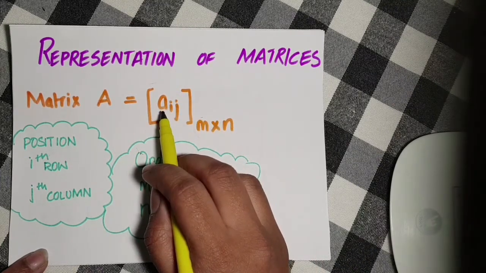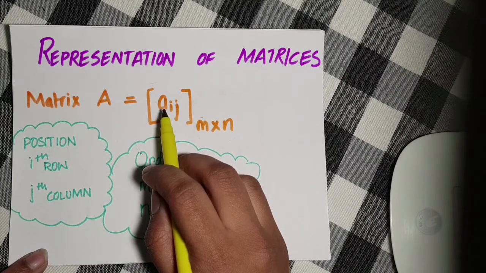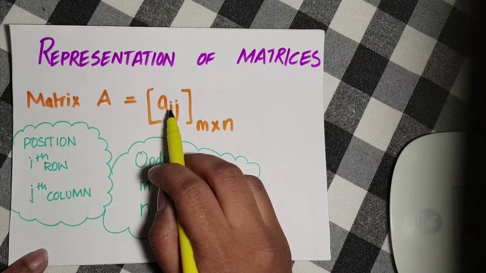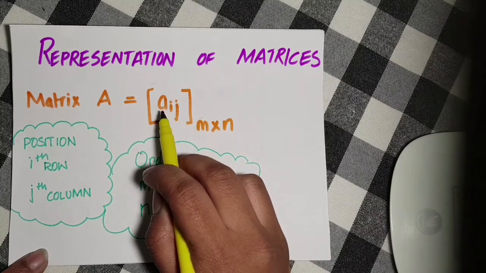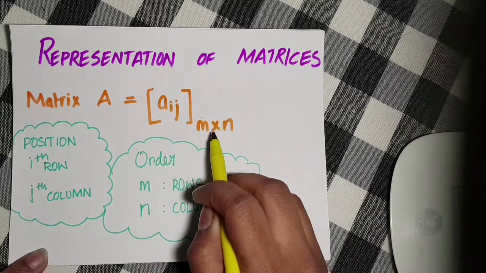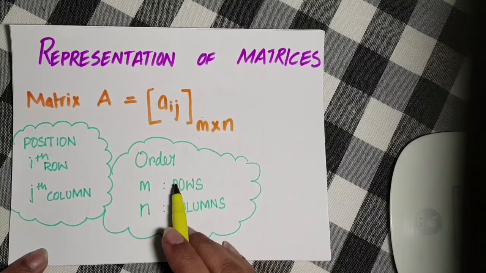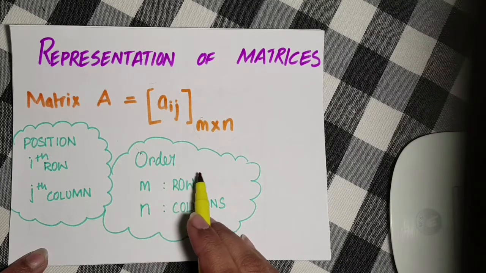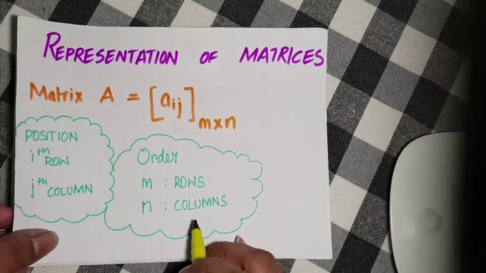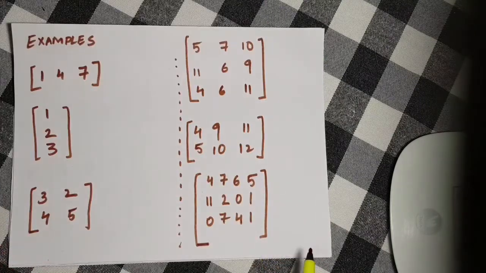Aij is the element in matrix A that represents that the element is in the ith row and the jth column. m by n is the order of the matrix, which signifies that matrix A is of the order m by n and it has m rows and n columns. Let's see a few examples.